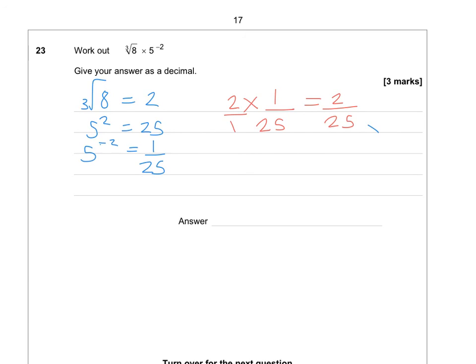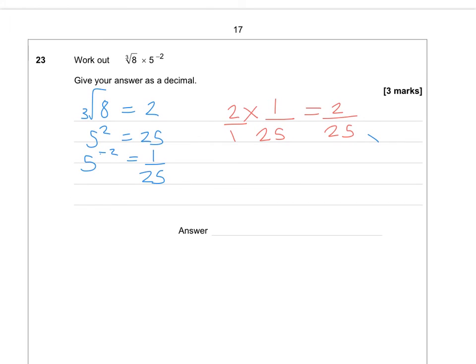The easiest way of doing this is to multiply the denominator by 4 and the numerator, so that we then end up with 8 over 100, i.e. a denominator of 100, which makes it very easy for us to see that the answer is 0.08.